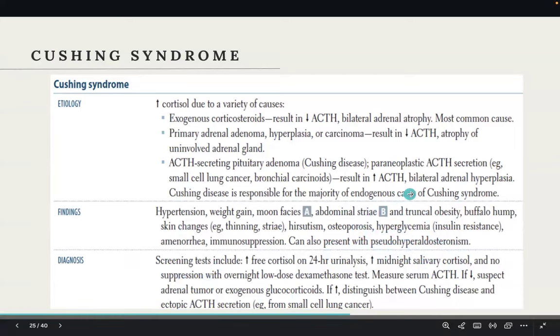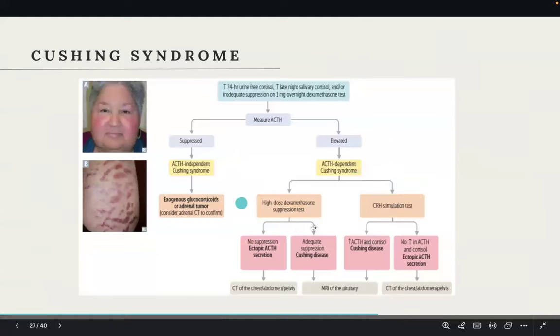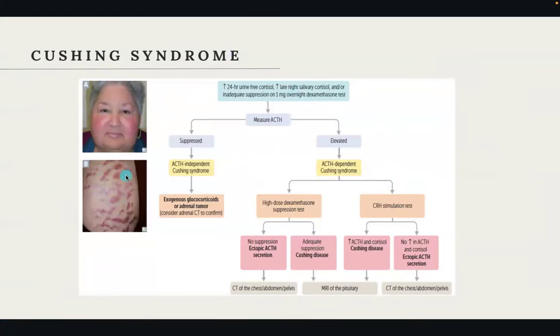Now, for the diagnosis, this right here is one of the most high-yield things you could think of. So first of all, how can I diagnose this patient? How can I find out where exactly this tumor is, or where exactly the problem is that's causing the high cortisol? First of all, I need to confirm if I have high cortisol. How can I do that?